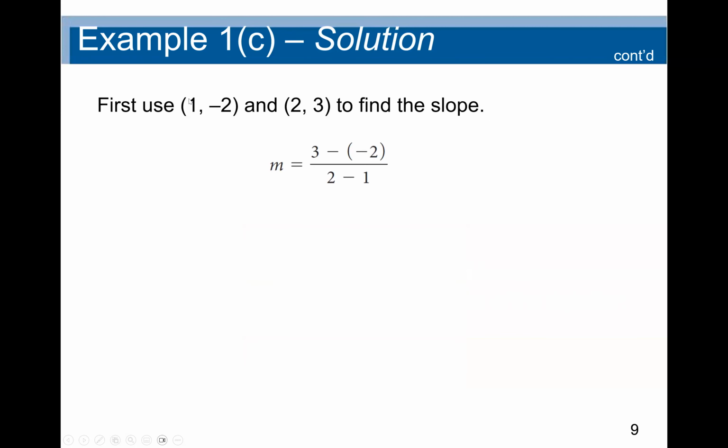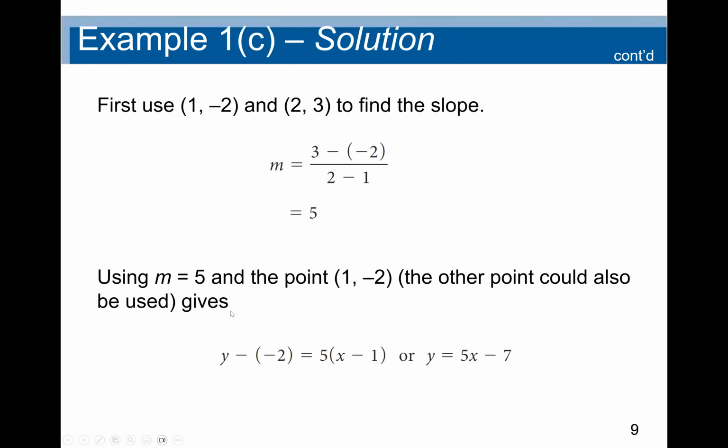So next, to use (1, -2) and (2, 3) to find the slope, we have the difference of 3 and -2, which is y2 minus y1, then the difference of 2 and 1, which is the x section. So this will give us 5 divided by 1, which is 5. Now using m equal to 5, and also the point (1, -2), the other point could also be used. So we can use either point with the slope.